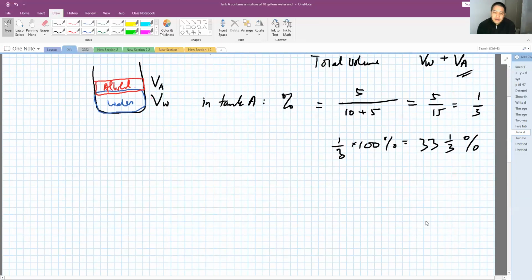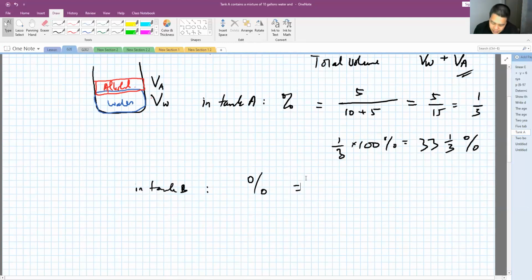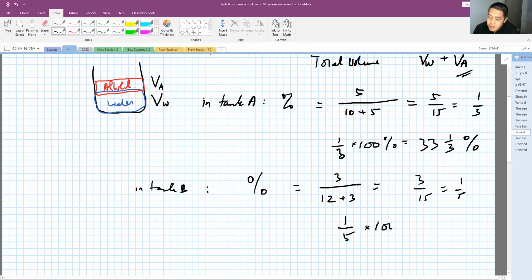And now if you talk about tank B, the percentage of alcohol will be, okay, we have 12 gallons and then 3 gallons of pure alcohol. That means the percentage will be 3 divided by 12 plus 3. So 3 on 15, 1 on 5. If you want it in percent, you just multiply it by 100%. So in this case, we have 20%. Okay, so what are we going to do next?